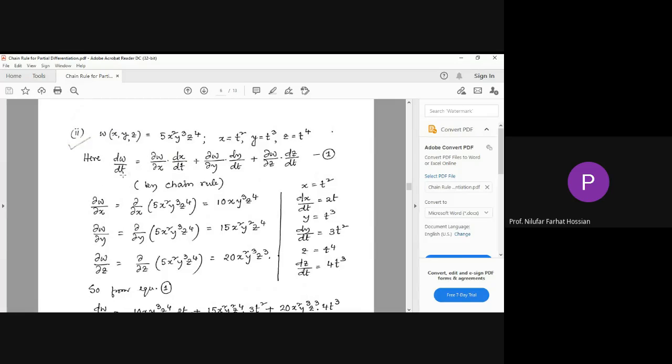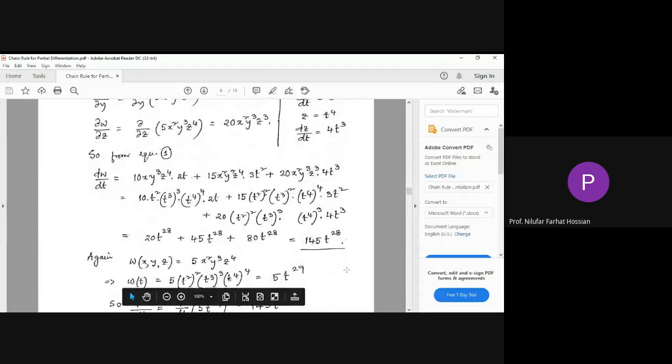So dw by dt will be equal to del w by del x, this, into dx by dt, which means 2t. And del w by del y equal to this, so this should be multiplied by dy by dt, which means 3t square. Del w by del z is this, and this should be multiplied by dz by dt, which means 4t cube.